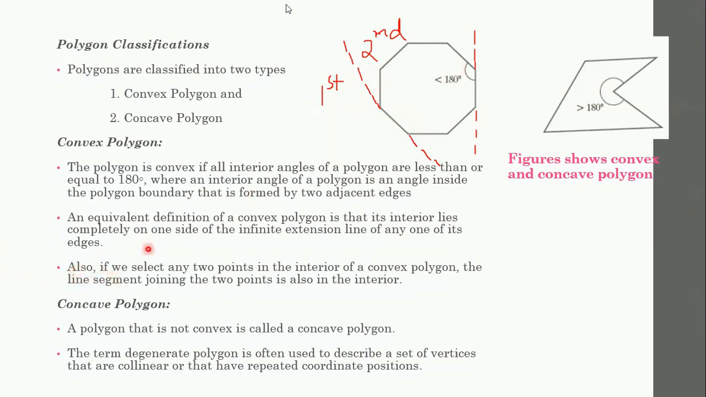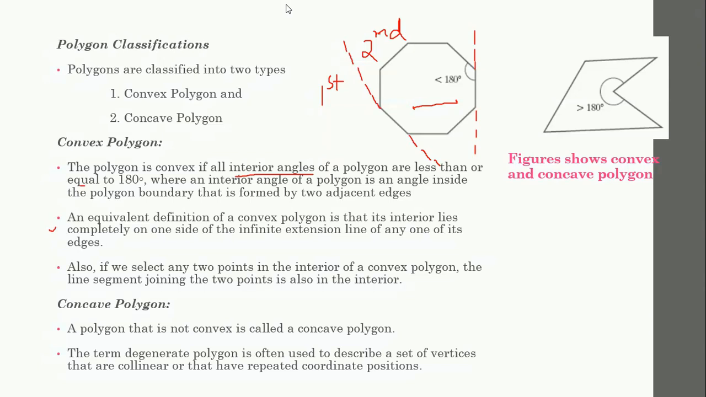Another condition you have: if we select any two points in the interior of the convex polygon, the line segment joining the two points is also in the interior. So suppose I consider two points here and I draw a line between them. So this line segment also lies within the interior of the polygon. So that's condition 3. The first condition is that the interior angles should be less than 180 degrees.